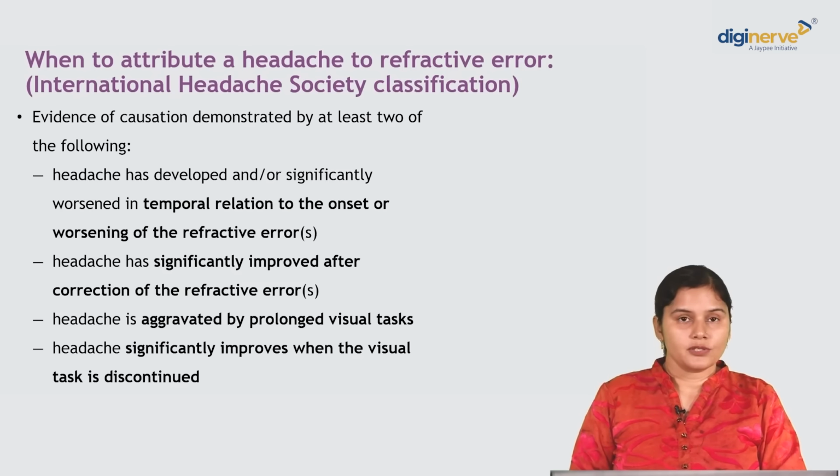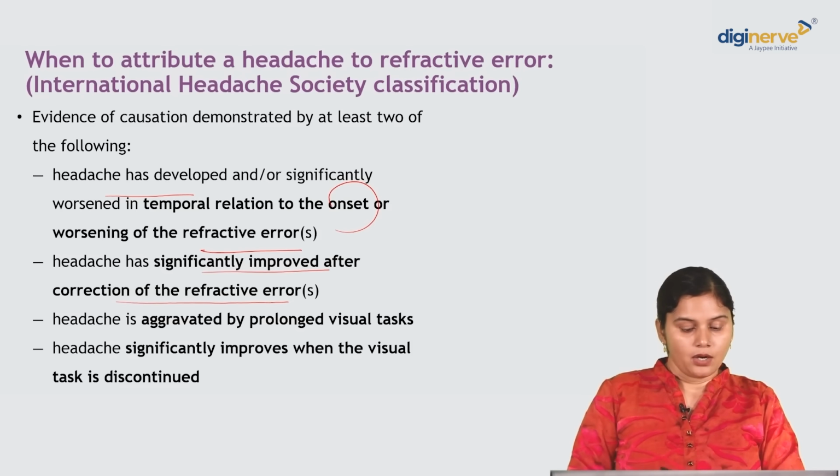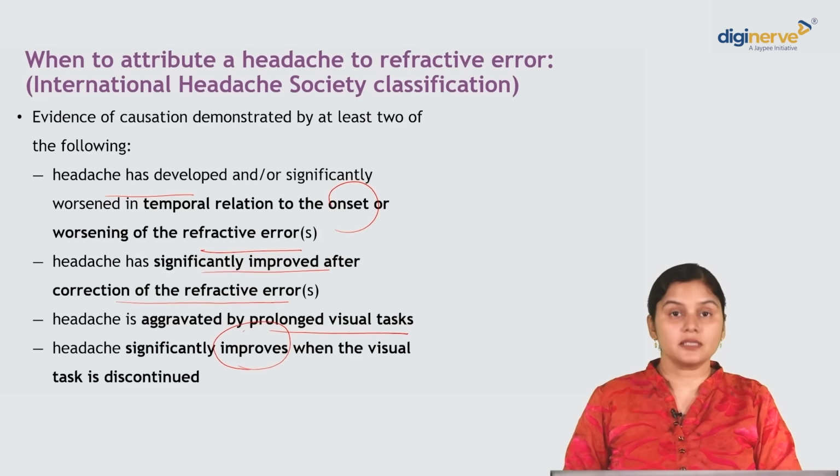So, the International Headache Society classification tells you when to attribute a headache to refractive error. For causation, at least 2 of the following should be happening in the person: the headache has developed and significantly worsened with the onset of the refractive error; the headache has significantly improved after correction of the refractive error; and it is aggravated by prolonged visual tasks and improves after the visual task is discontinued.